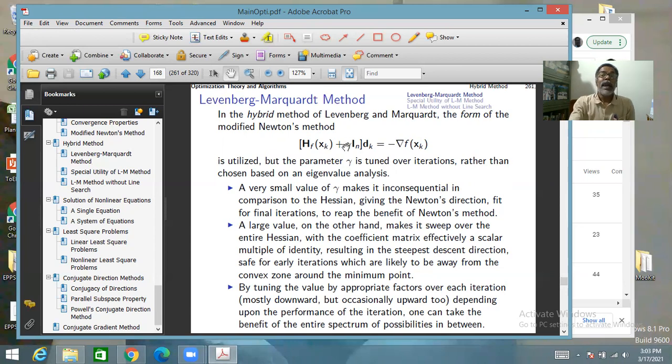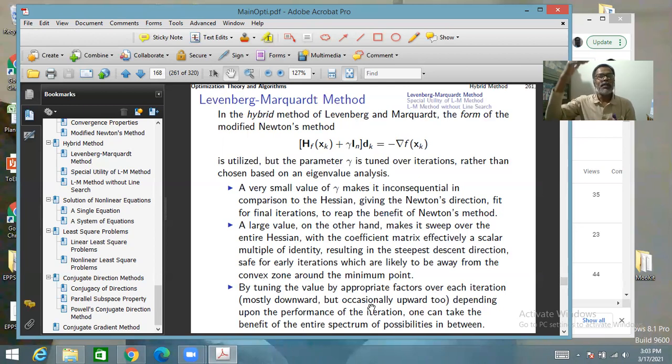So that means at one end of the spectrum with gamma very large, you get a preponderantly steepest descent kind of behavior. At the other end, with gamma very small, you have a dominant Newton kind of behavior. And that means with different values of gamma in between, you get whatever in between you want. Okay, and this is tuning. So we have this parameter gamma, which we tune through the iteration. How? Initially what? Finally what?